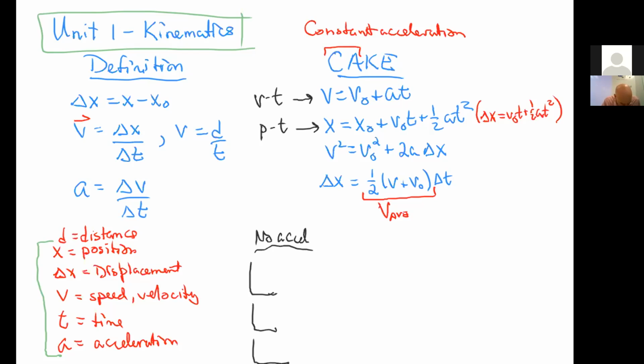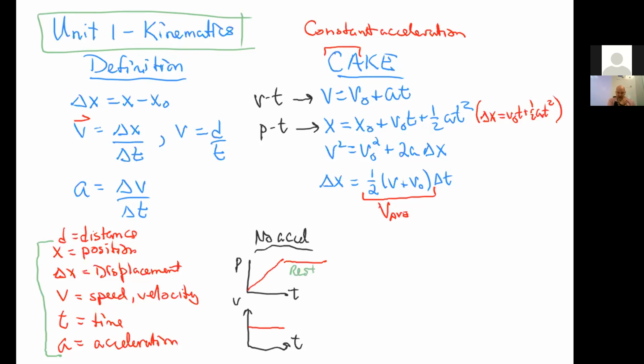In fact, let's change this up a little bit. And so we had PT. If it was no acceleration, that meant constant velocity. This was a straight line, or it could be a horizontal line. Remember, a horizontal line means rest on a PT graph. And then we had VT graphs. So v, t, these are always going to be horizontal lines if there's no acceleration.